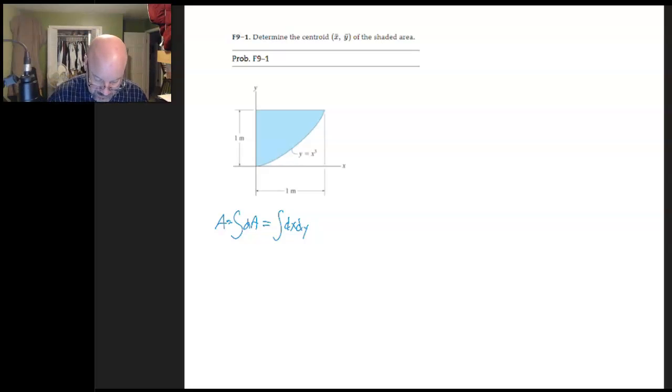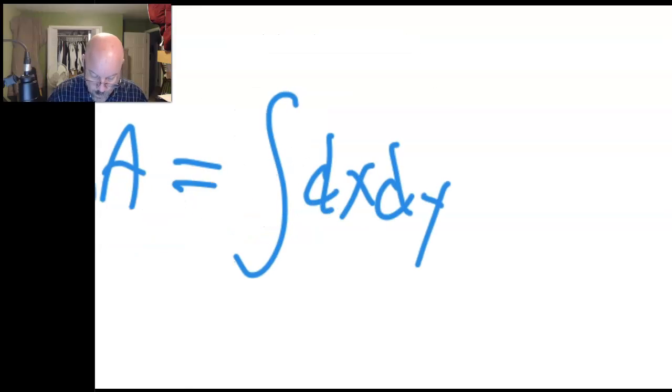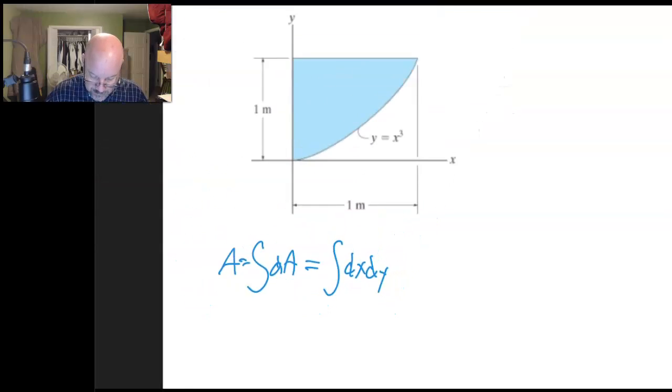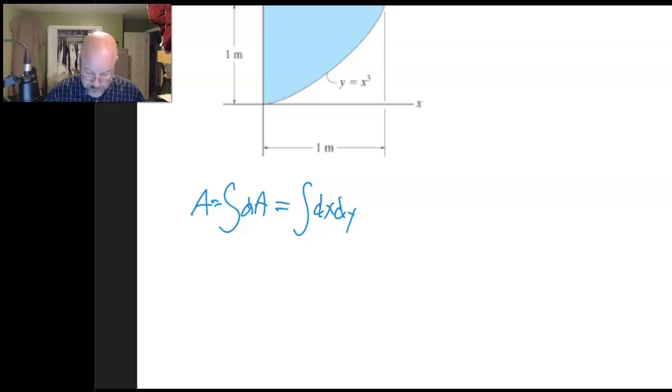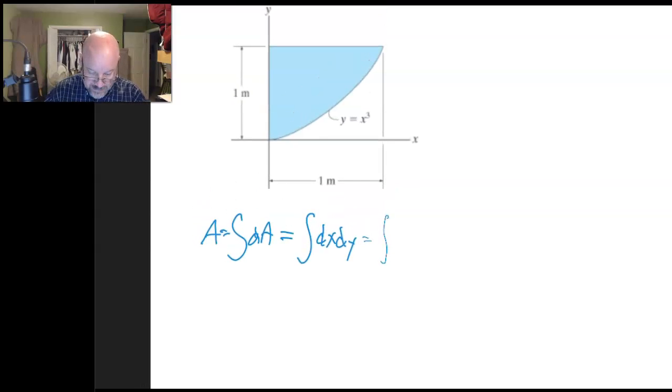So I'm going to make this a little bit bigger. Whoa, not that big. All right, so we've got to do our outside integral first, and we're going from 0 to 1.